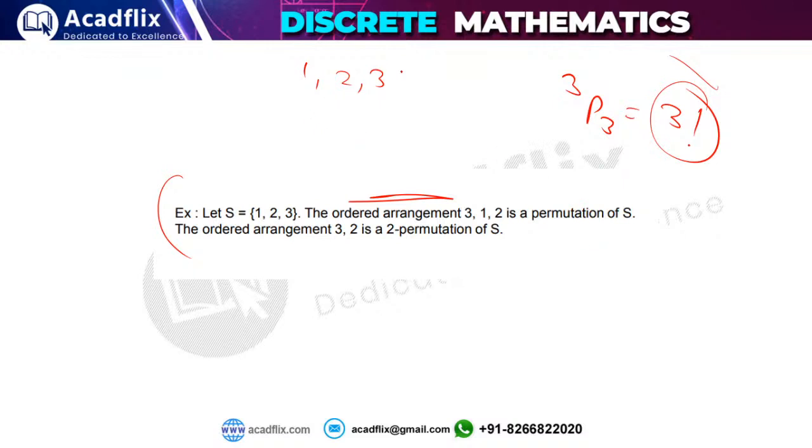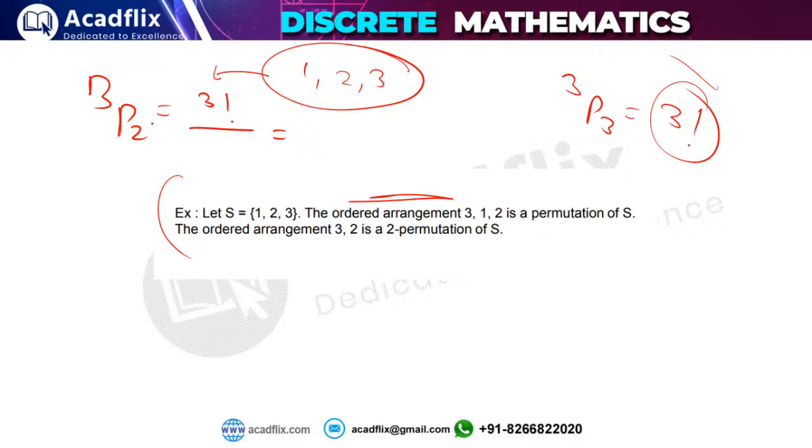And if it asks you, let's assume you have 3 elements, but you only want to arrange 2 elements. Out of these 3, you want to arrange 2 elements. Then what will be the answer? The answer will be 3P2. What is this 3P2? 3P2 is nothing but 3 factorial divided by (3 minus 2), that is 1 factorial. So 3P2 means 3 factorial divided by 1 factorial. So the answer again will be 6. Okay, so this is how you can solve these questions.